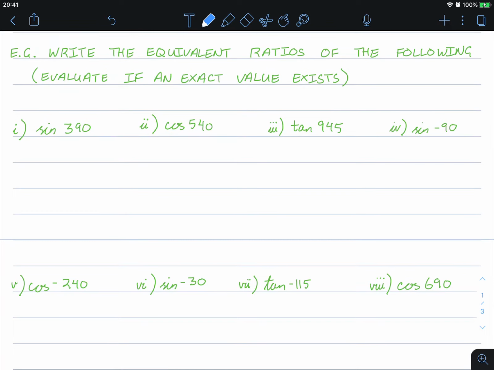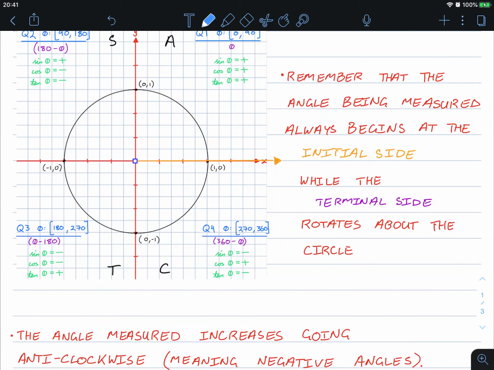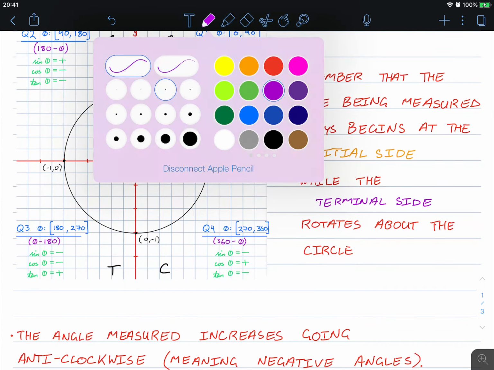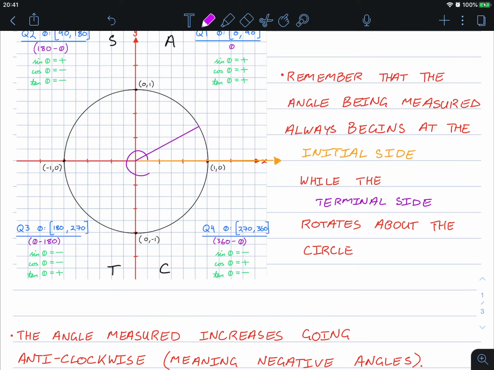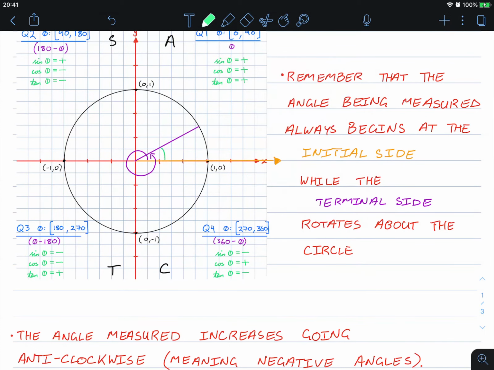Let's write the equivalent ratios of the following and let's evaluate it if an exact value exists. Sine of 390. Well, 390 degrees goes as follows. Here's 0 degrees. Go all the way around once, and then up 30 degrees more to 390. So 390 degrees loops around once, and then 30 degrees more. But that is the exact same as just going up 30 degrees.